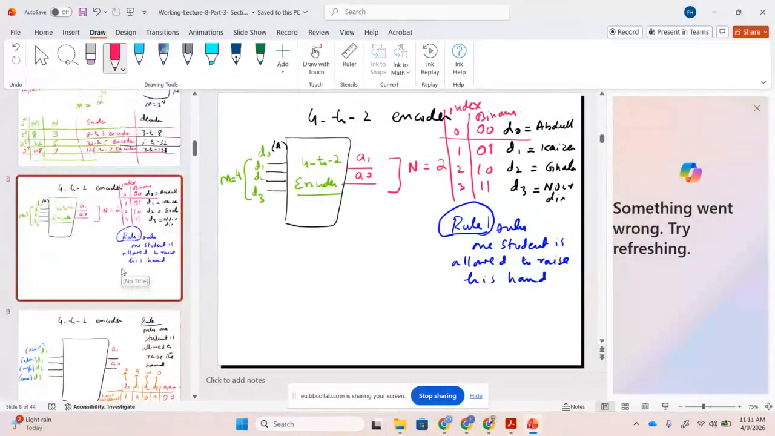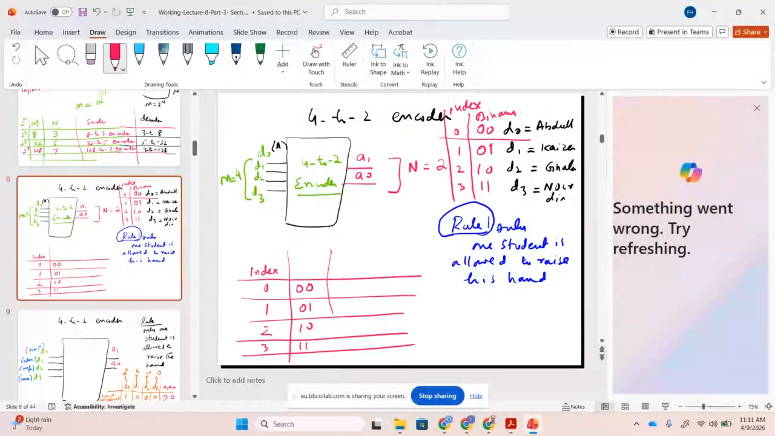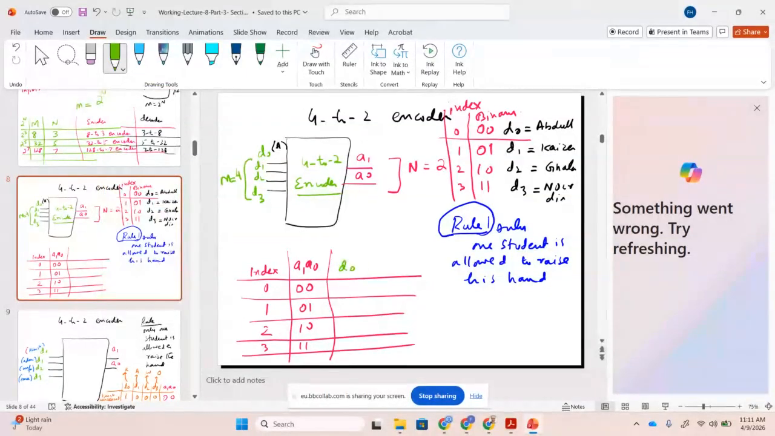Okay, now we have this scenario. Now we have this index: the index is 0, 1, 2, and 3. If we convert this into binary, the index is 00, 01, 10, and 11. Now this is A1 and A0. And what is the input here? The input is D0, D1, D2, and D3.